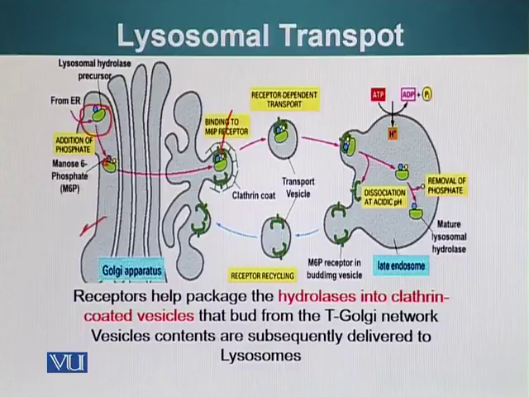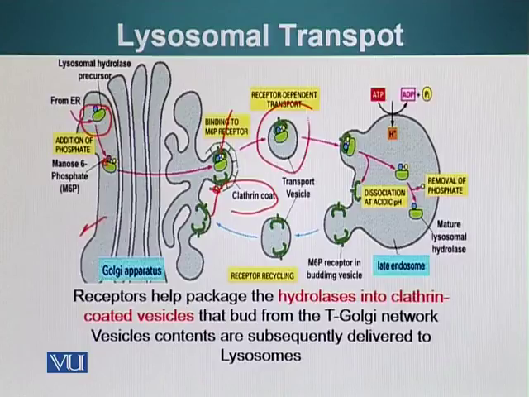Now the cytoplasmic domain of this receptor will bind a specific type of coat protein. We have talked about COP1 and COP2. In this case, the coat protein is clathrin coat, and this will result in formation of this vesicle. Once this vesicle has been formed, it will be released from the trans-Golgi network. The clathrin coat will shed, and this transport vesicle will now fuse with the late endosome, delivering its cargo. Here the pH is 5.